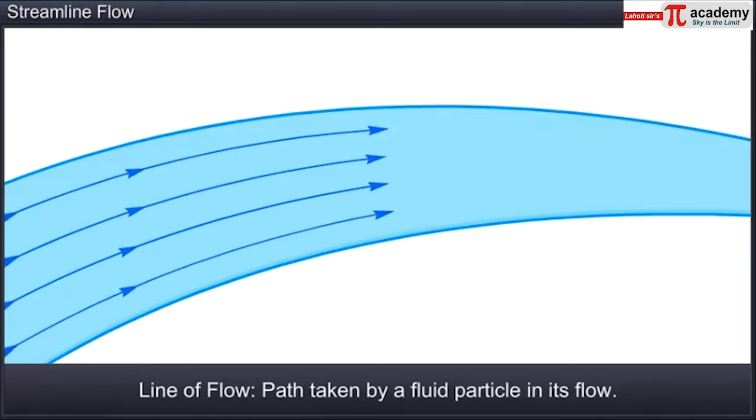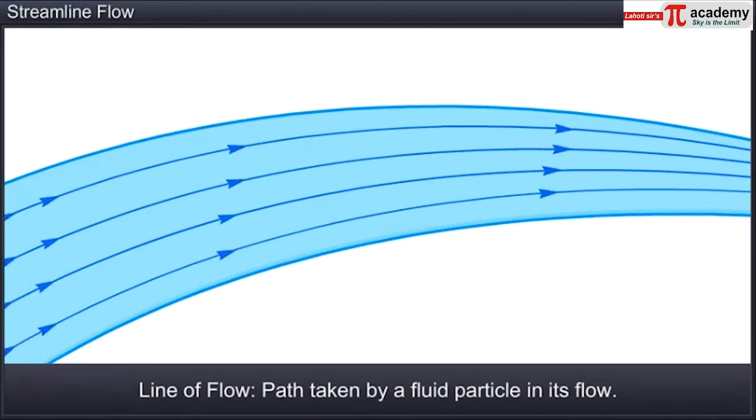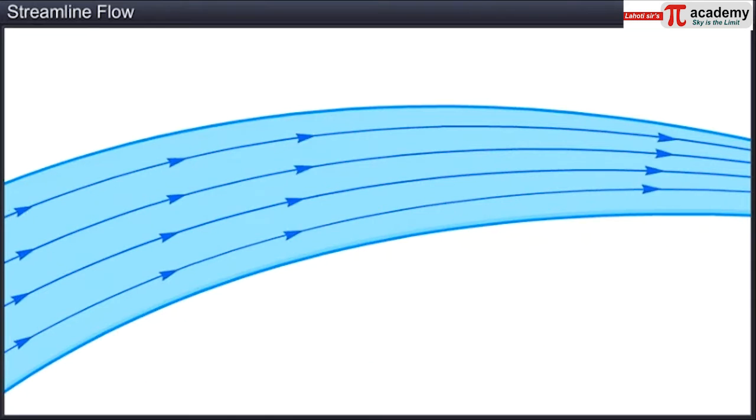The path taken by a fluid particle in its flow is called its line of flow. The direction of motion of the particle is given by the tangent at that particular point on the line of flow.